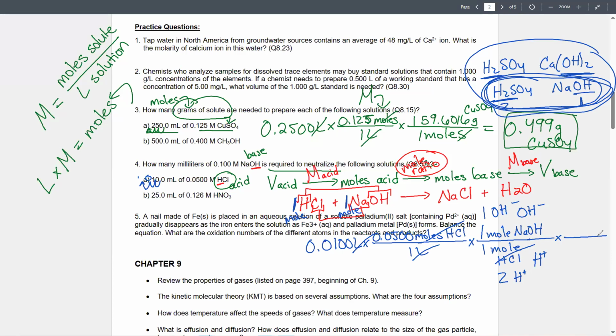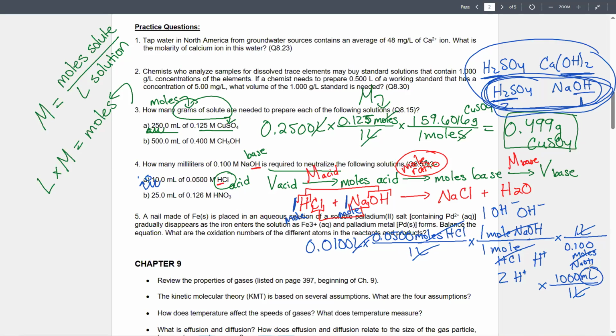Okay, so now I need the molarity of the base, which is 0.100 moles of base is equivalent to 1 liter. And then it wants milliliters, so I need one more step of 1,000 milliliters in 1 liter. So moles goes away, liters goes away, and I'm left in milliliters.